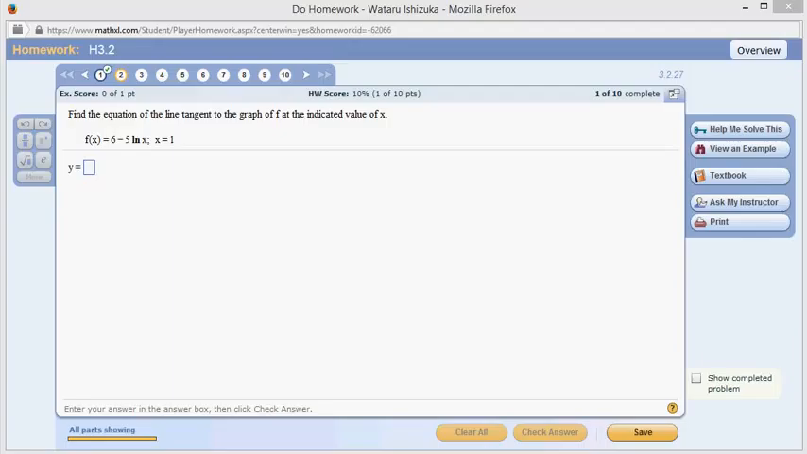Alright, let's look at homework 3.2, problem number 2. We want to find the equation of the tangent line to the graph of f of x equals 6 minus 5 natural log of x at x equals 1. So let's do that.